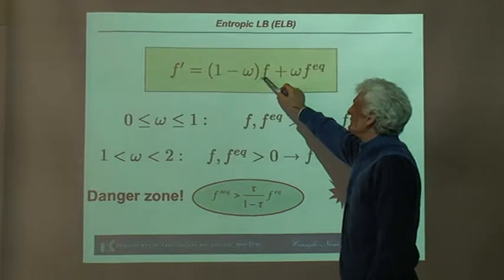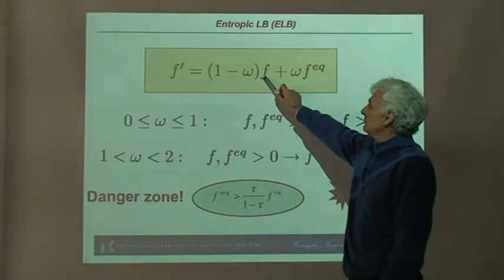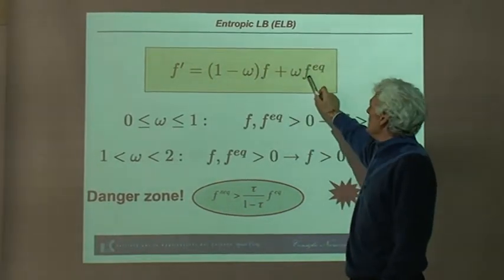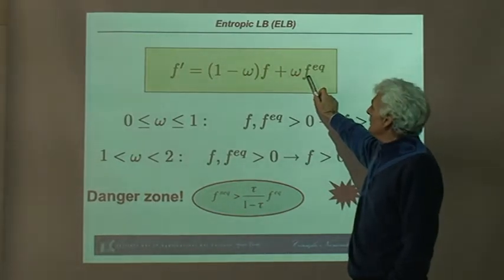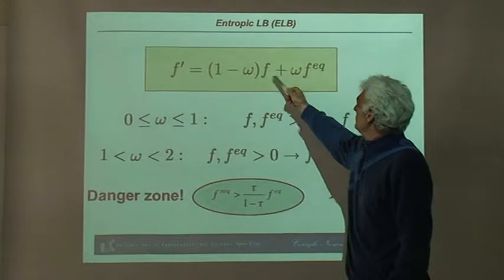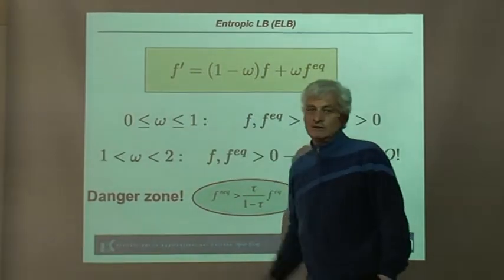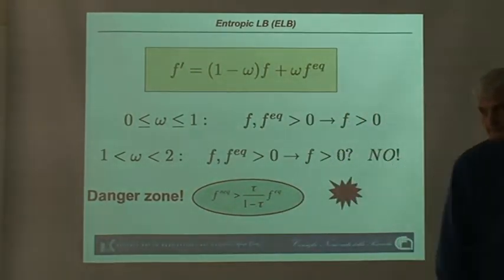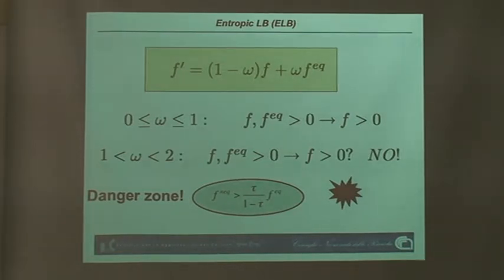So suppose now I start at a given time in my simulation where F is positive, and F equilibrium is also positive. Would you please tell me if there is any danger of turning two positive quantities into a negative one? For the moment, I just ask you for a yes or no. Is there any danger? Oh, you must know. Well, for omega larger than 1, obviously.